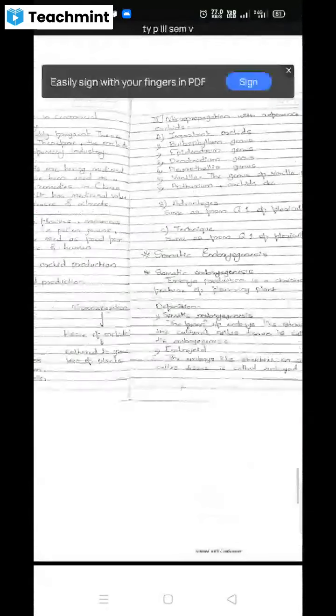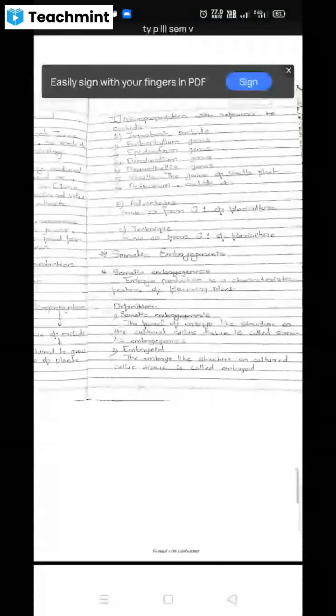So let's start. The next point in the syllabus is somatic embryogenesis in the unit plant tissue culture.